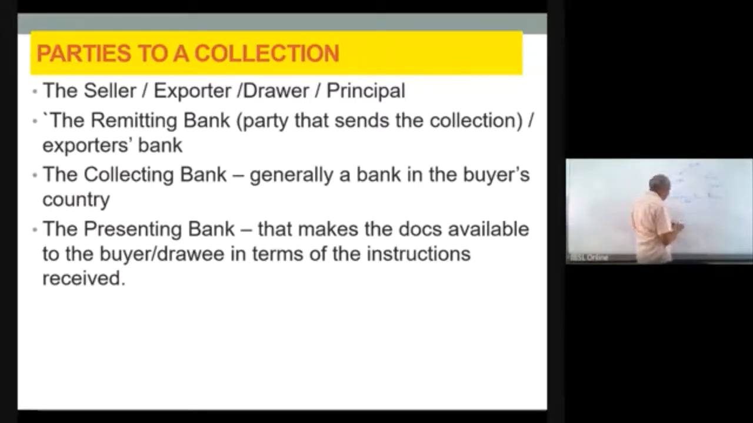The seller is in the UK, in London. And his bank, the remitting bank, is Standard Chartered Bank, London, SCB London. Now, when Standard Chartered Bank, London is sending the documents to Sri Lanka, there is the collecting bank.